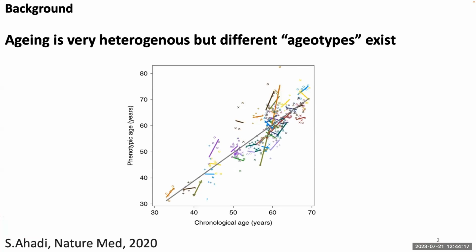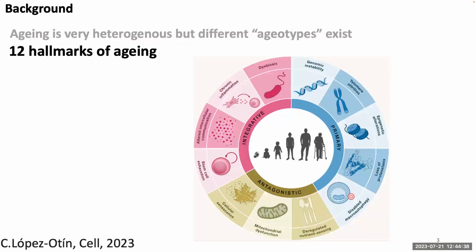Okay, so just for a bit of background, we know that aging is very heterogeneous, right? But it's true that there are different aging patterns that exist, or different ageotypes. For example, in this paper, what they found was 4 different patterns in which aging happened based on different organs and how they changed in time, no? And so we know this is happening, and also we know that there are 12 main hallmarks of aging, meaning 12 main molecular pathways that are mainly affected in aging, right?